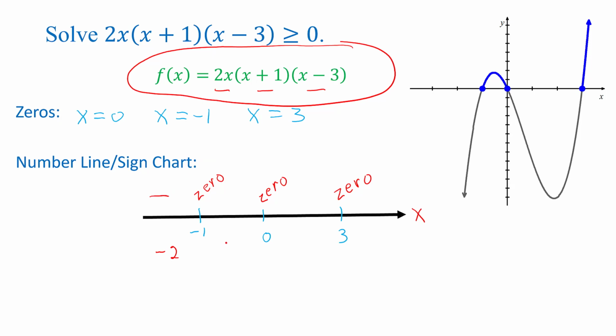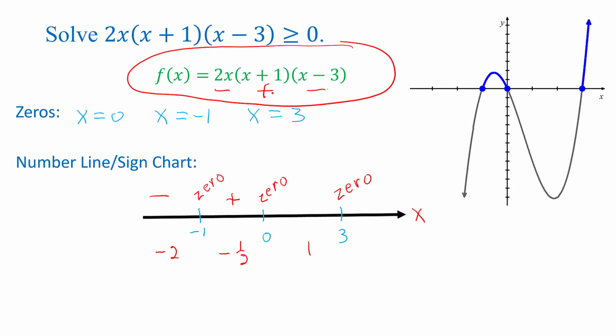Between negative 1 and 0, I can test negative 1/2. Coming up here, 2 times negative 1/2 would be negative. Negative 1/2 plus 1 would be positive. Negative 1/2 minus 3 would be negative. So we have a negative times a positive times a negative number resulting in a positive number between x equals negative 1 and 0.